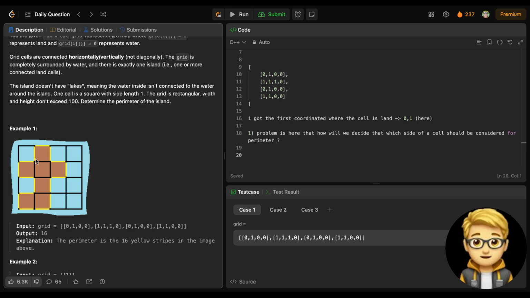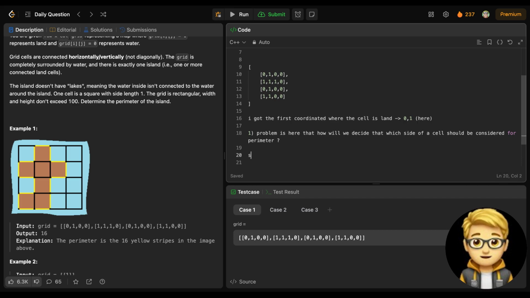So for the 0 comma 1 cell there are only three, because the left and right parts are water and the upward part is out of bound. So for this cell there are three lengths of sides which can be considered as the parameter of this cell, right? Yeah, that's how we will calculate it.